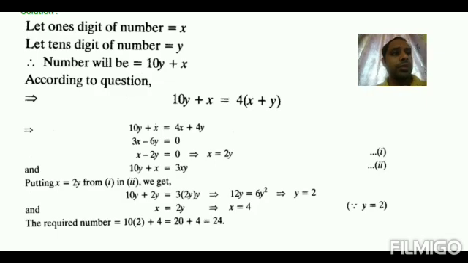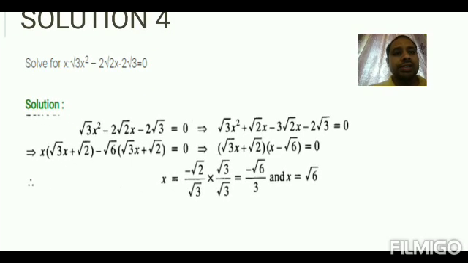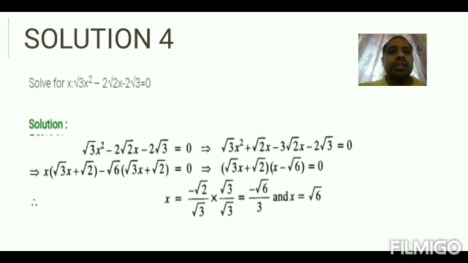Clear. Moving to the solution of question number 4. Very simple question. Solve for x. You have been given the equation root 3 x square minus 2 root 2 x minus 2 root 3 equals 0. We are going to solve this by the splitting the middle term method. Here the middle term is minus 2 root 2 x. If you multiply the first and last term, that is root 3 x square into minus 2 root 3, you will get minus 6 x square.